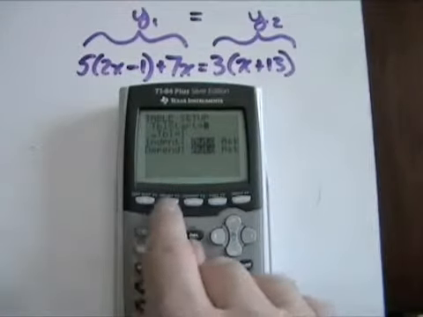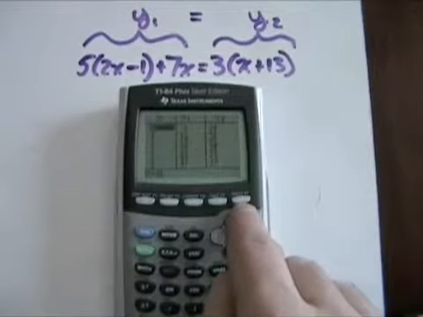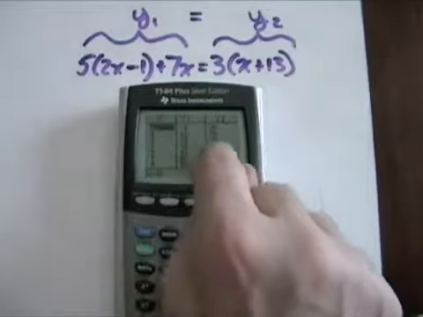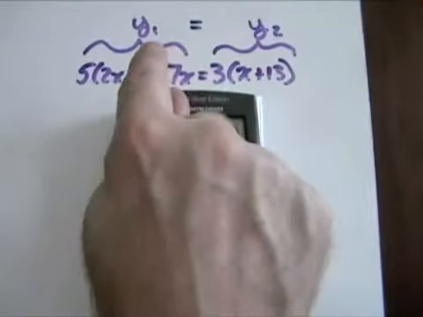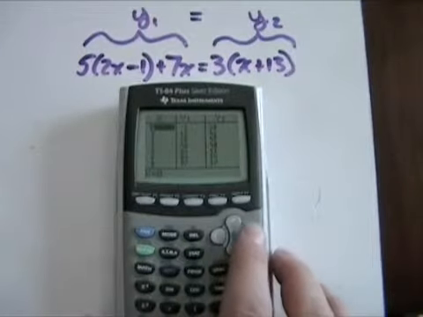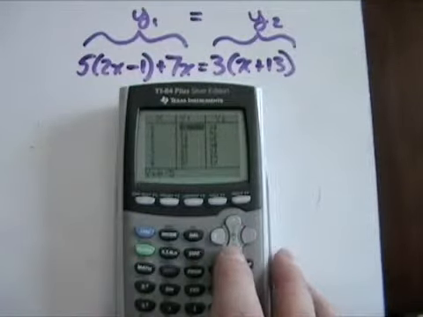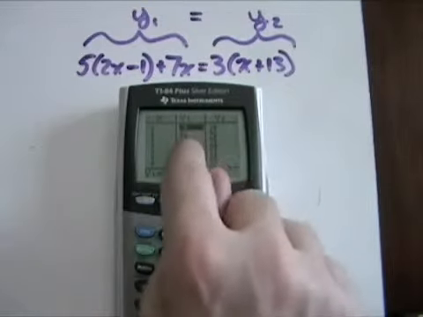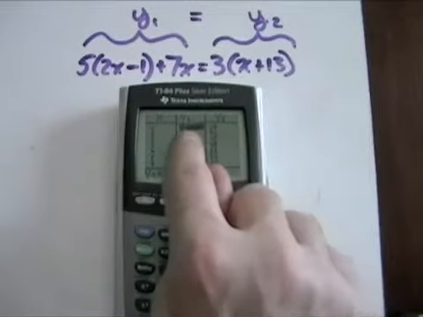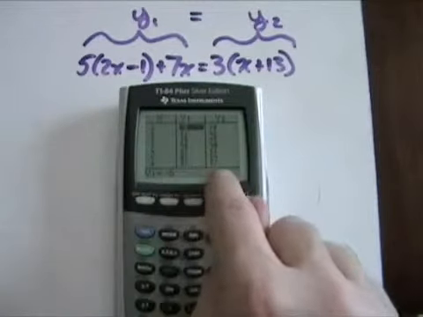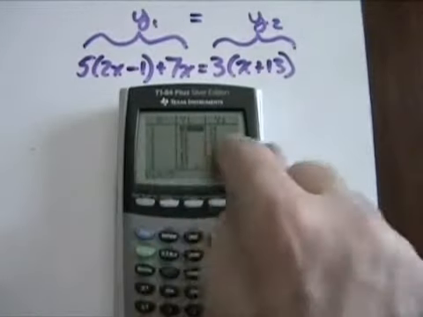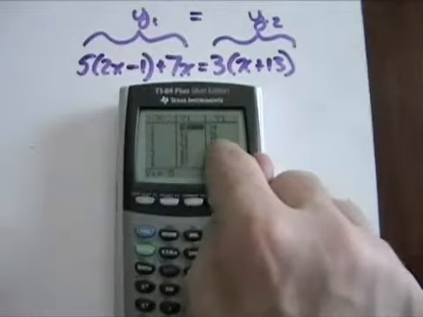Once we've set the table, we can just go right to table, which is above graph, and you can see you have an x, a y1, and a y2. We want to find out where y1 equals y2. So how can we do that? Well, we just go down until we find out where it equals. Here at -5, y2 is bigger than y1. Here y1 is bigger than y2. So it reasons that somewhere between 0 and 6, y1 will equal y2.